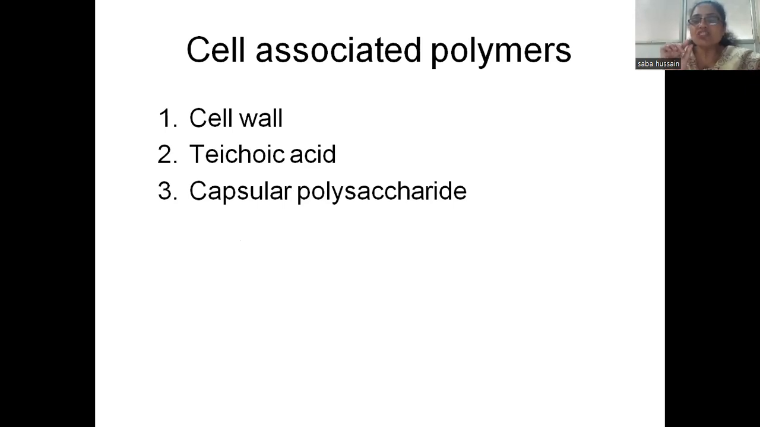So we will talk about three layers of Staphylococcus aureus that are responsible for it being an organism that causes so much discomfort to us. The three layers are: first the cell wall, another teichoic acid, and third capsular polysaccharide. The cell wall is surrounded by capsular polysaccharide and has teichoic acid embedded in it.